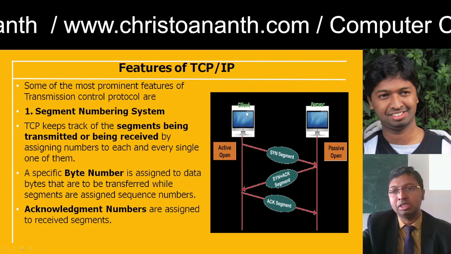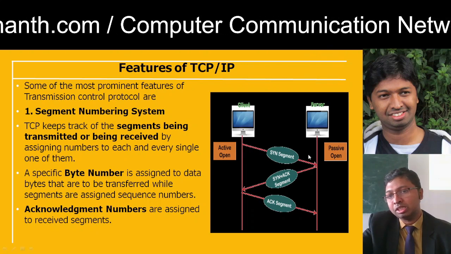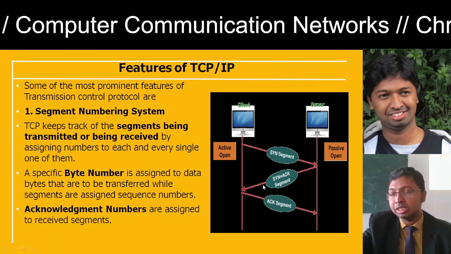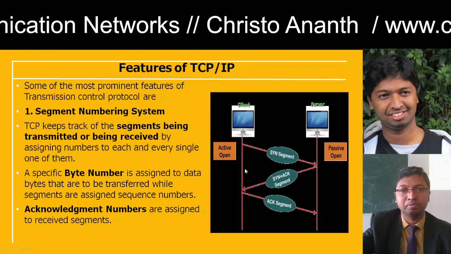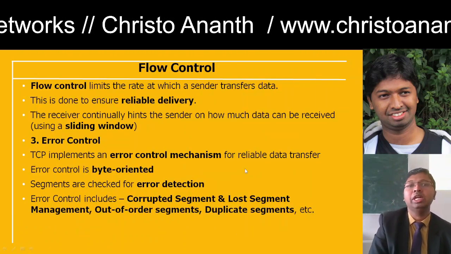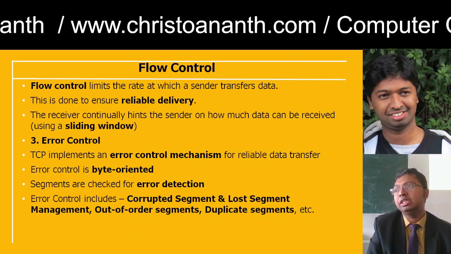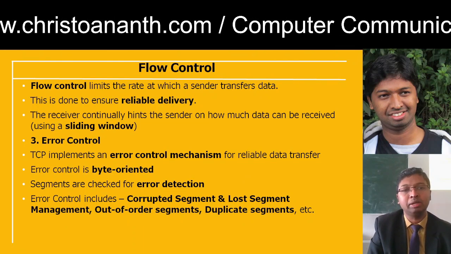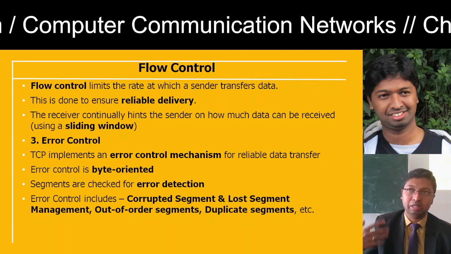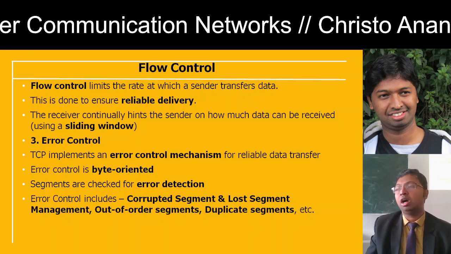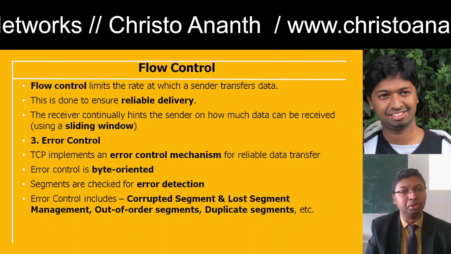From client to server, there is an active open and a passive open. The synchronization segment is sent, then you get synchronization plus acknowledgement, then you send the acknowledgement segment. Flow control limits the rate at which the sender transfers the data, and this is done to ensure reliable delivery. If you have to continually inform the sender about how much data can be received, you can use a sliding window.